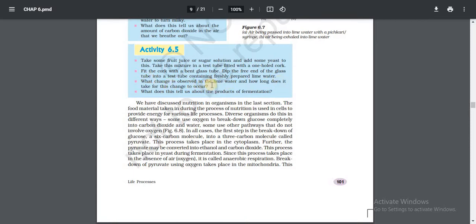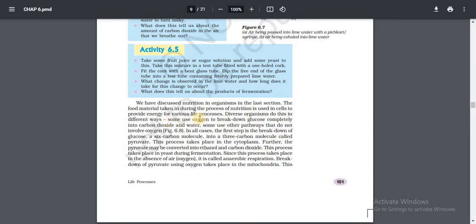What change is observed in the lime water and how long does it take for this change to occur? What does this tell us about the products of fermentation? We have discussed nutrition in organisms in the last section. The food material taken in during the process of nutrition is used in cells to provide energy for various life processes. Diverse organisms do this in different ways.